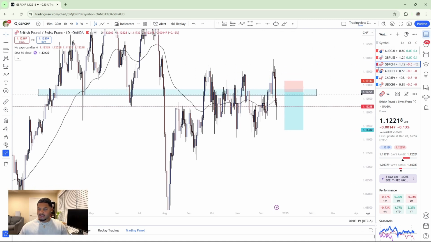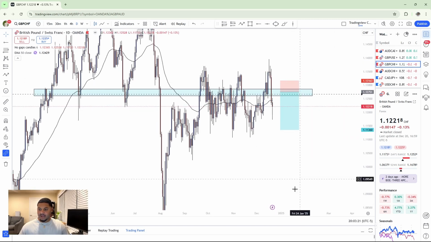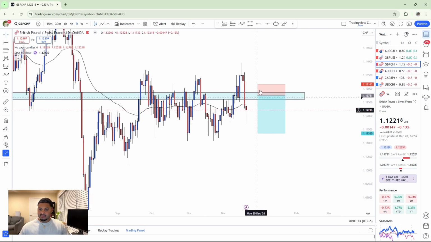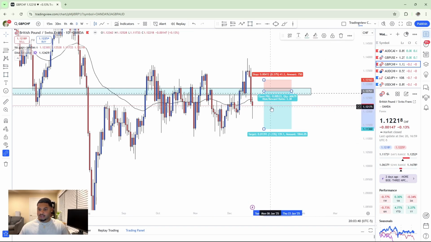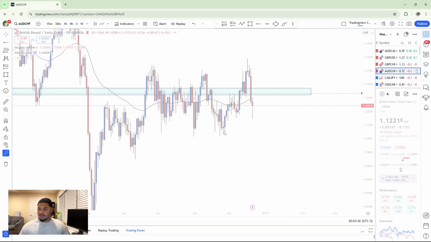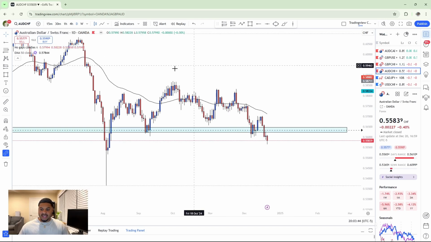So that's what I'm seeing on GBPCHF. Could potentially give us something maybe like this, and then jump into the area of interest. So maybe what, Monday, Tuesday, Wednesday, potentially, right? I'm not a fortune teller, so I don't know. But we're just gonna have to wait for our alert to get hit and then jump to the pair whenever it's time. Next one is AUDCHF.